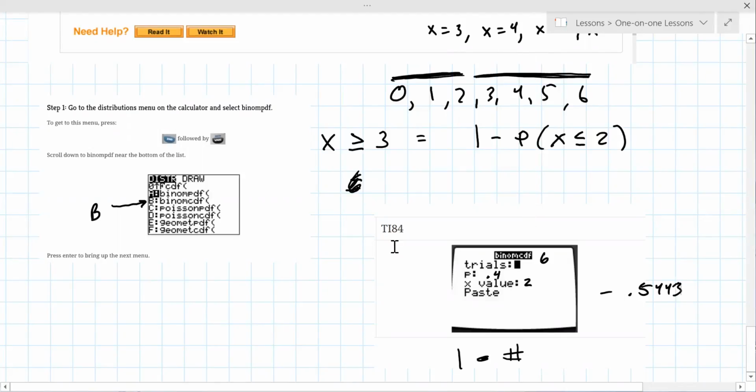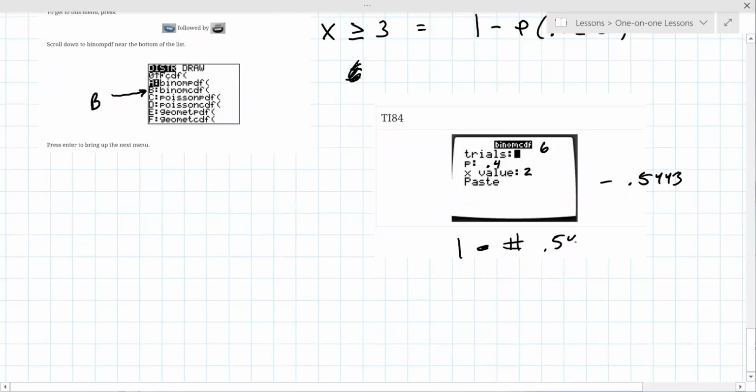So maybe clear your screen and just try this process. You're going to go to 2nd Vars, go to the binomCDF, and enter 6 for the number of trials, p value of 0.4, x value of 2. Yeah, I got 0.5. I got that too. Then you subtract it from 1 because you want the other direction. 0.4556 or 7. Yes.